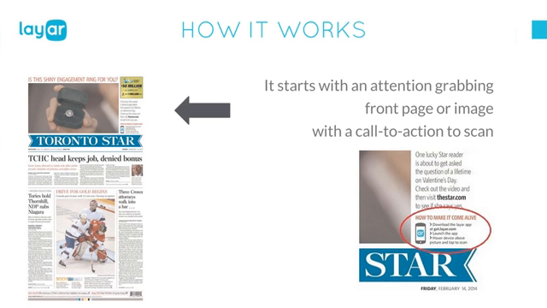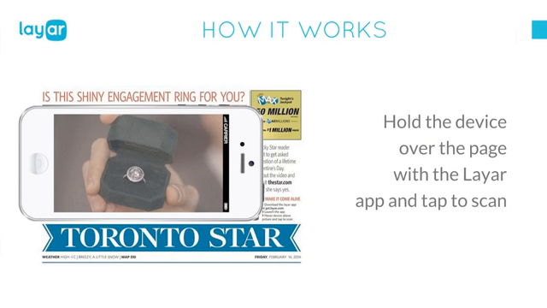Right? So how does it actually work? And this is where the magic happens, right? It starts with an attention-grabbing front page, or it can be, I don't know, an image with a strong call to action. And what I mean by call to action is literally a piece of text or graphic that can grab your attention as a reader and basically make you scan the page, which is actually the next step.